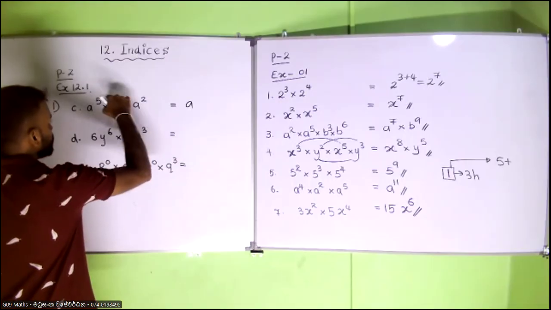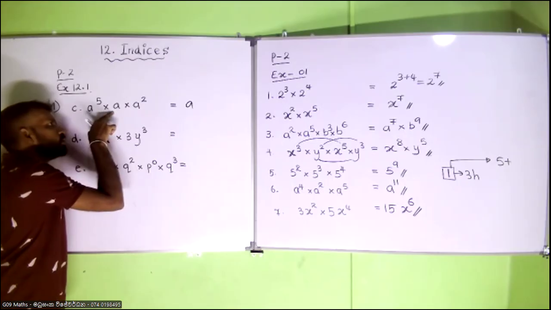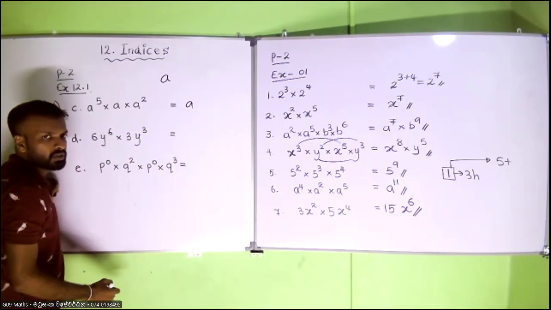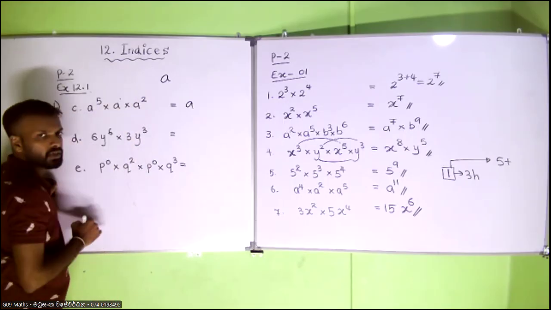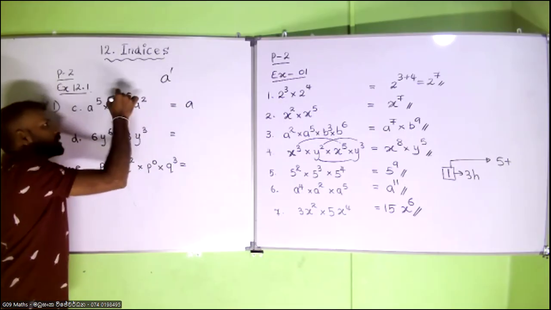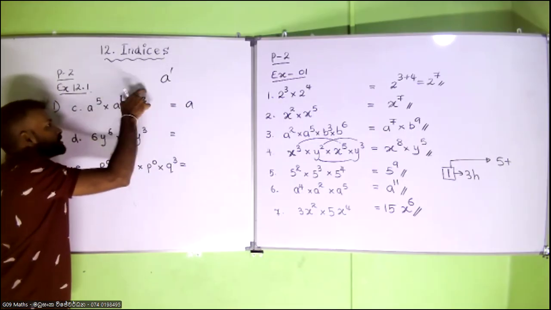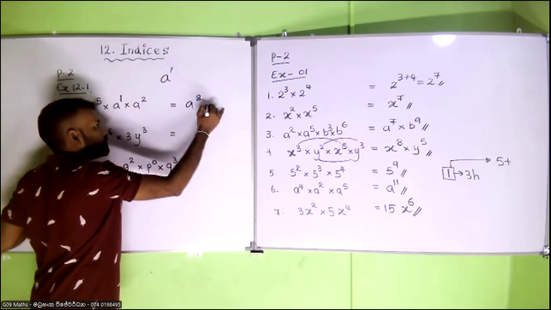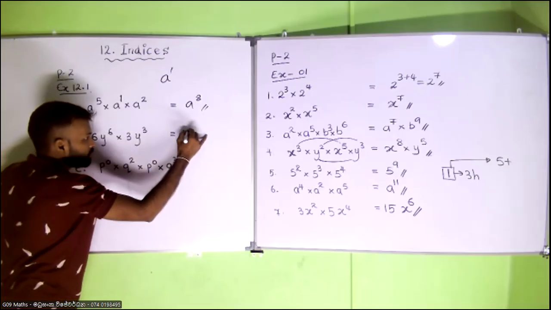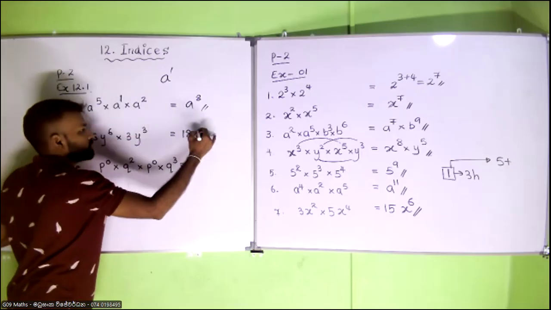A to the power... what is this? Just a single A. What is the power? Can anyone tell me what the power of this is? 1. Here you have 1, but you can't see it. So 5 plus 1, 6, plus 2, 8. 6 multiplied by 3, 18. 6 plus 3, 9.